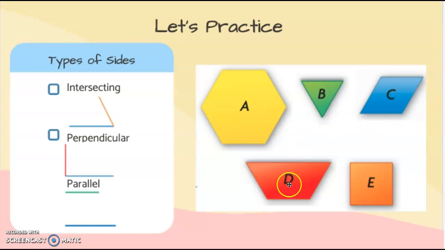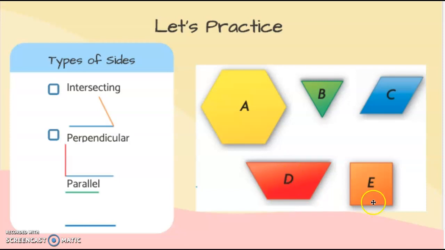Let's look at D. We know D is intersecting, but is it parallel too? Let's go. This side, go across to this side. Oh, look, if we trace those lines, they were going to touch eventually over here. So this is not parallel, but let's check the other sides. This side and this side. Wow, these two sides are parallel. So D has both intersecting and parallel sides.